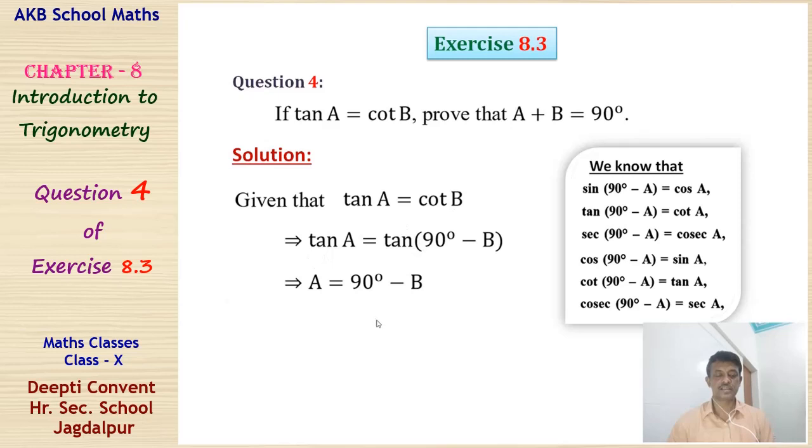We don't say that tan is cancelled. Tan a equals tan (90 minus b), which means we can equate the values of the angles because their ratios are the same. That's why we can write a equals 90 minus b. Now transferring b, a plus b equals 90. That is a very simple question. We have proved that a plus b equals 90. Here you have to use these ratios of complementary angles. So that was the solution of question 4 of exercise 8.3.